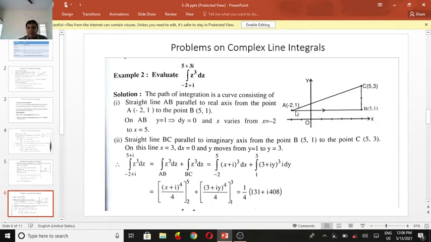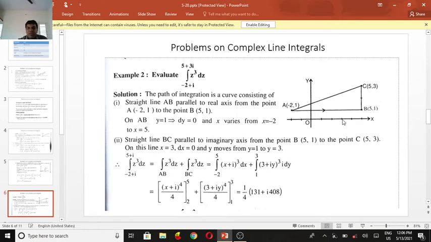So the line AB has y intercept, so y equal to 1. So y equal to 1, and the derivative of y should be 0. x varies from minus 2 to 5.